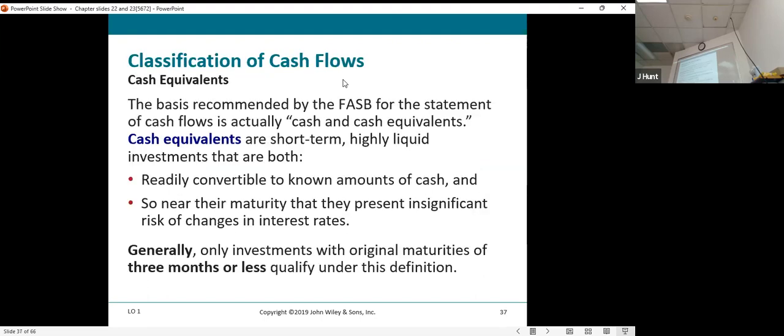So, cash and cash equivalents. It's also important to know what this is. Cash equivalents don't just mean hard cash in the bank. FASB gives us a definition of cash equivalents: short-term, highly liquid investments that are readily convertible to cash, or so near their maturity that they present insignificant risk from changes in interest rates. Generally, only investments with original maturities of three months or less qualify under this definition.